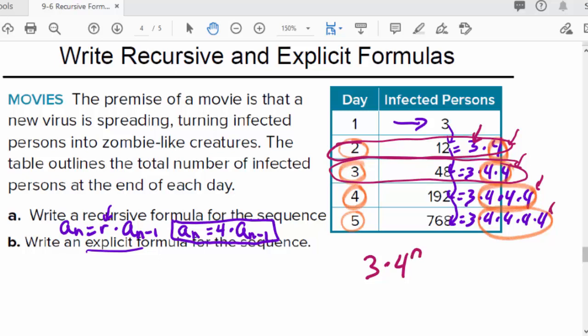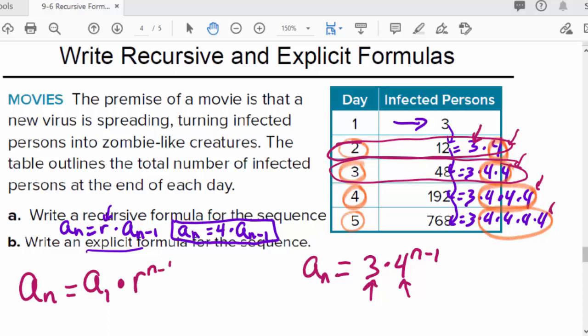So that would be raised to the n minus 1 power, and then all I have to do is put my a sub n. So this is how we get our explicit formula, and this will allow me to jump to any term within the sequence, where I have my first term here, my common ratio here, and I'm always subtracting 1 from the term position. So what does that formula look like? Well, that would be a sub n equals the first term times the common ratio raised to the n minus 1. So this is the formula for the explicit version of geometric sequences. You might want to write that one down.